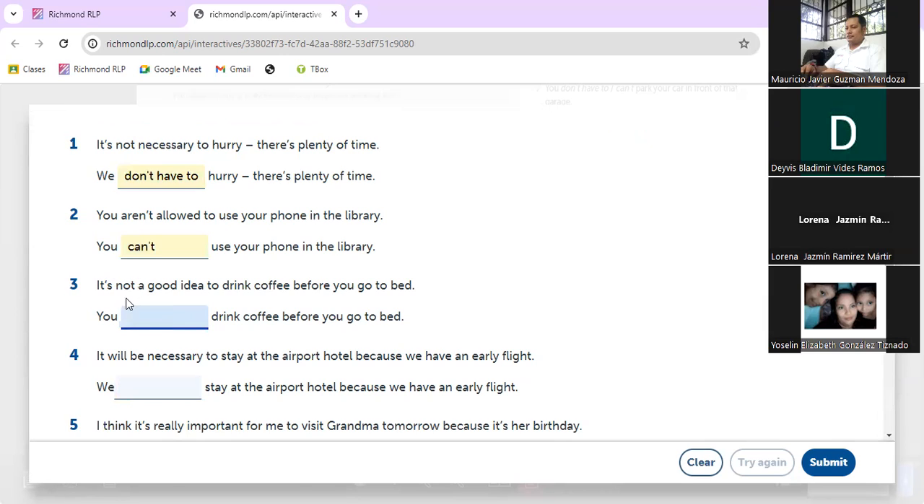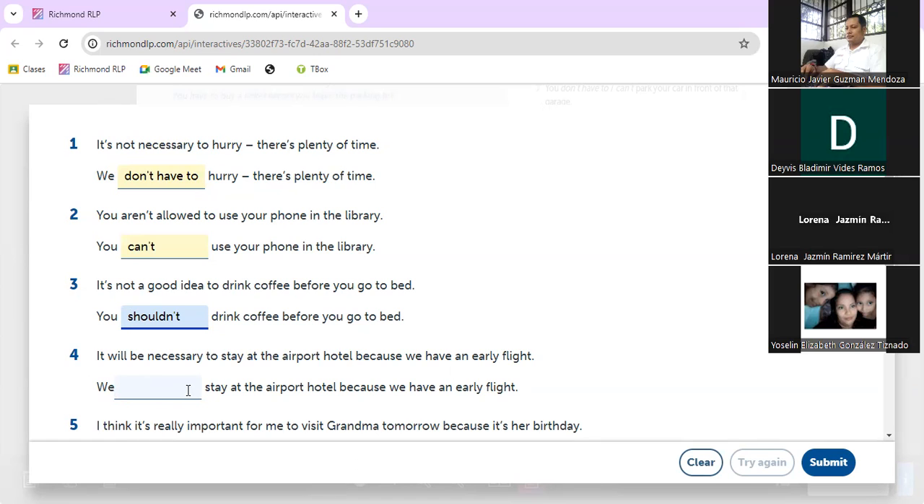Shouldn't, porque está en negativo. It's not a good idea. So you shouldn't drink coffee before you go to bed.